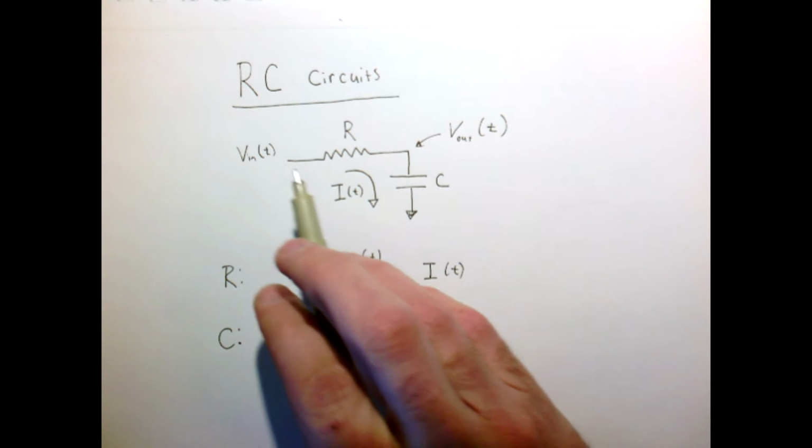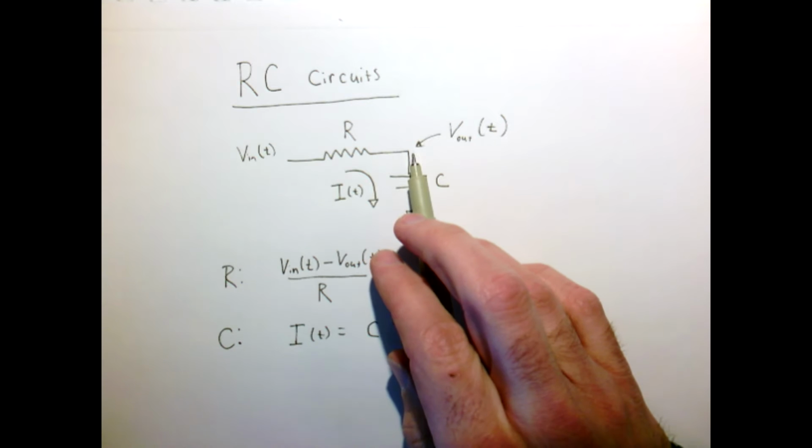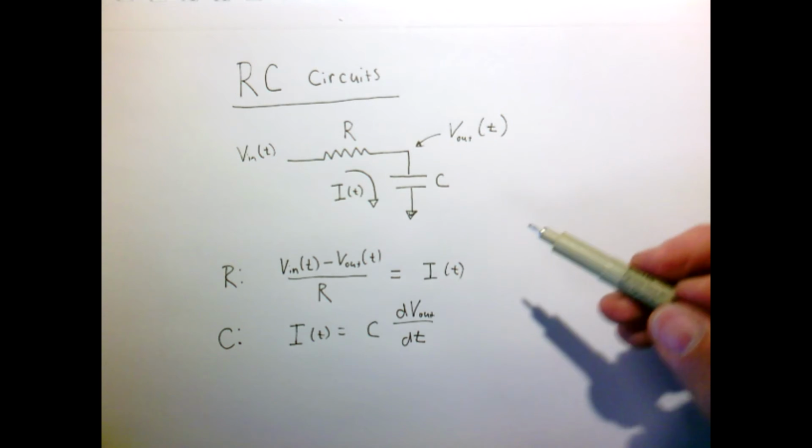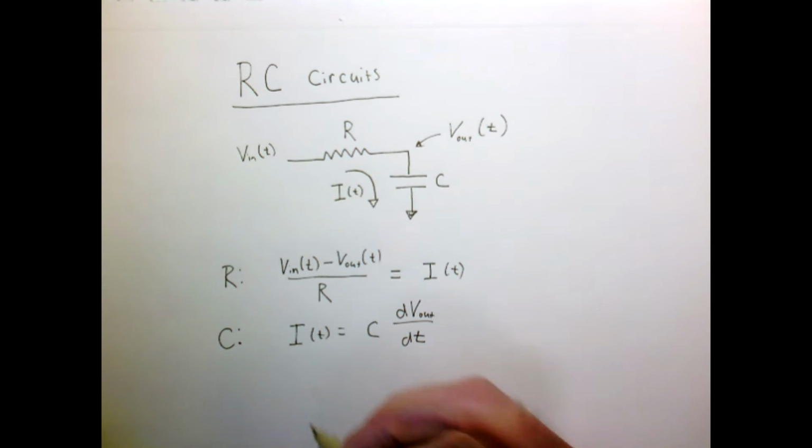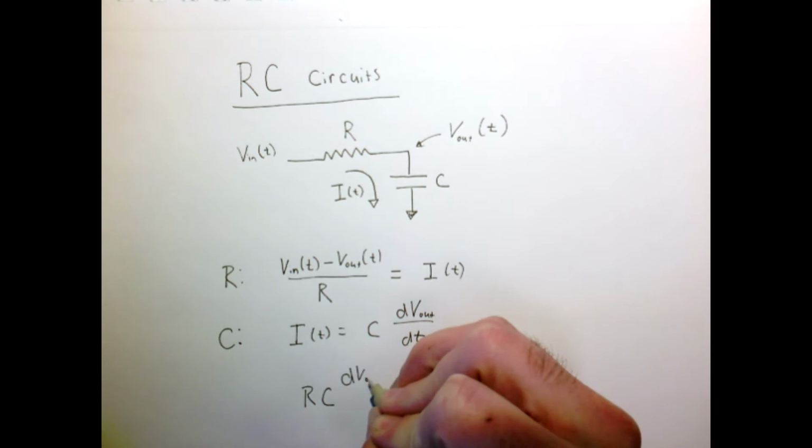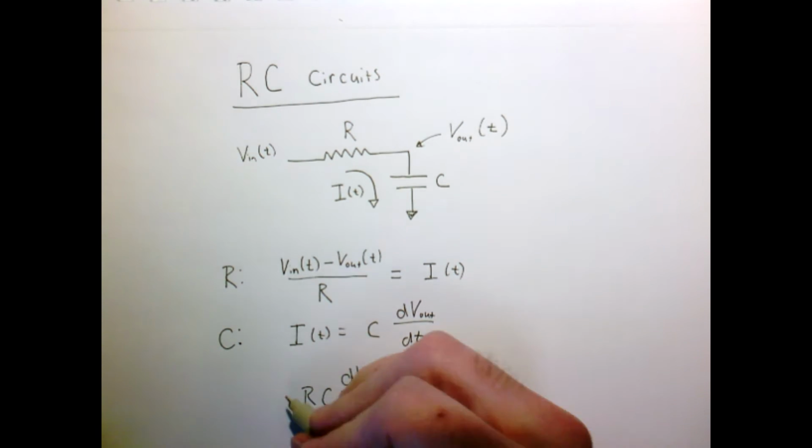So there's only two voltages in the system, V in that we're controlling and V out that we're measuring. And since there's only one current, I can combine these two laws very easily and get our final equation.